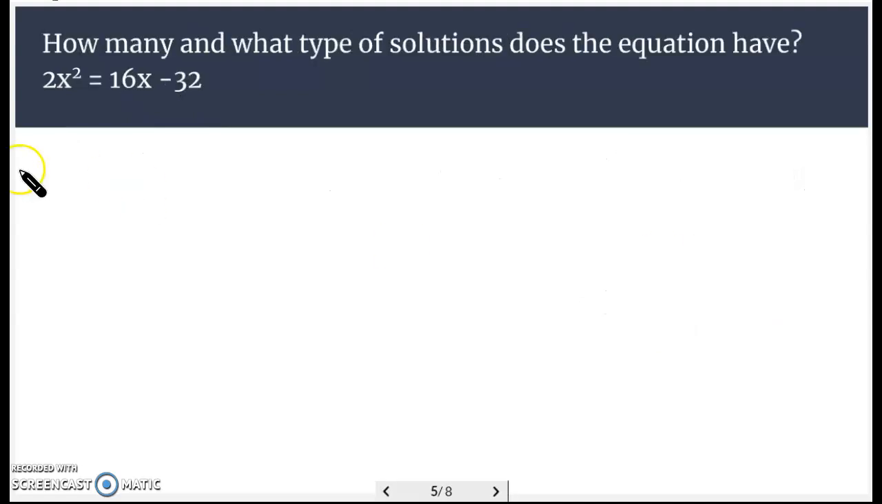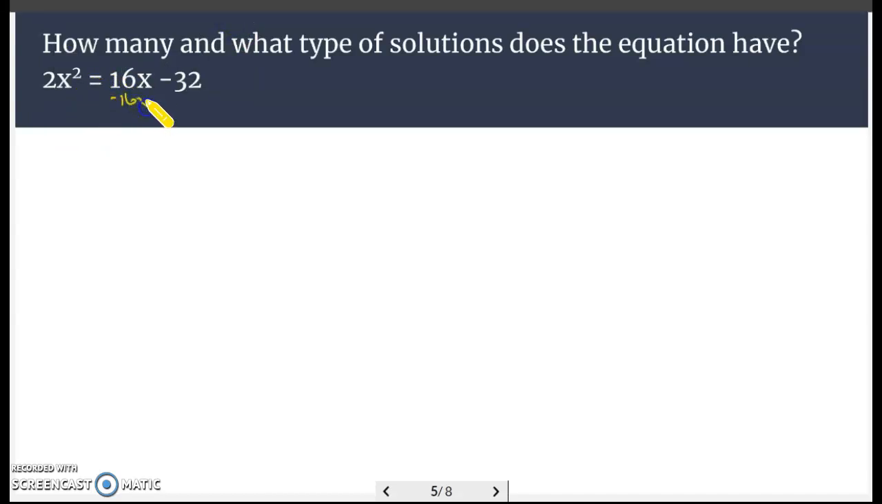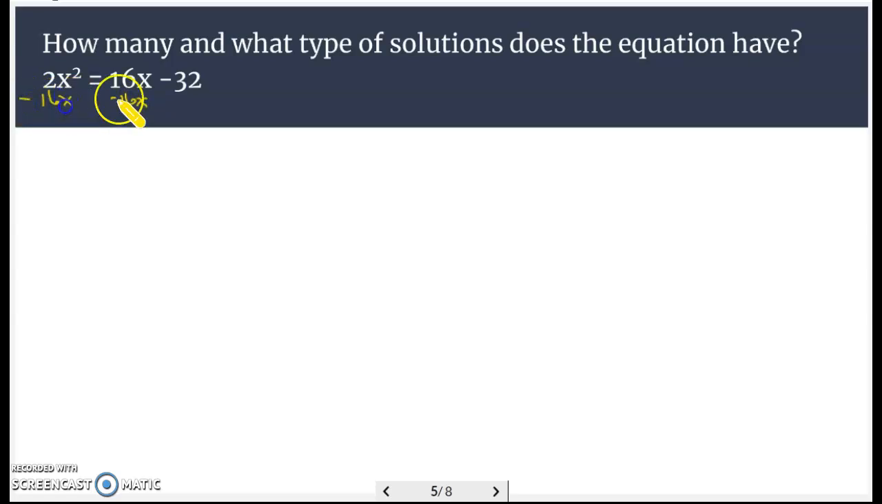Let's look at another one here. Now notice it's not in standard form. We'd have to subtract 16x from both sides and then add 32 to both sides.